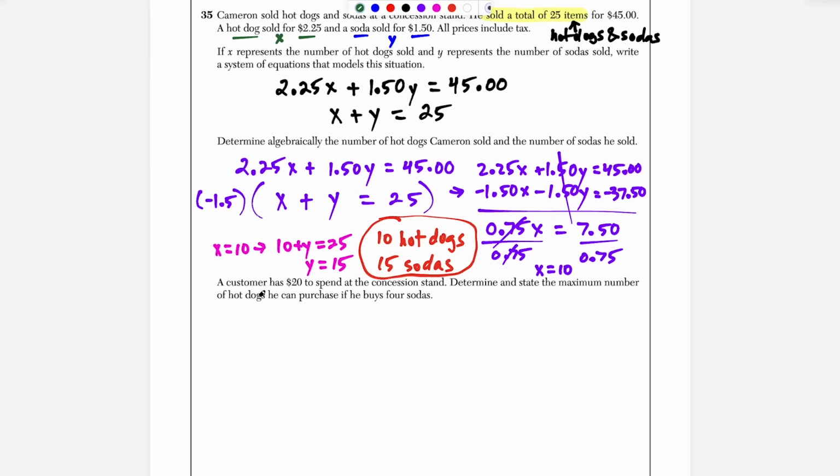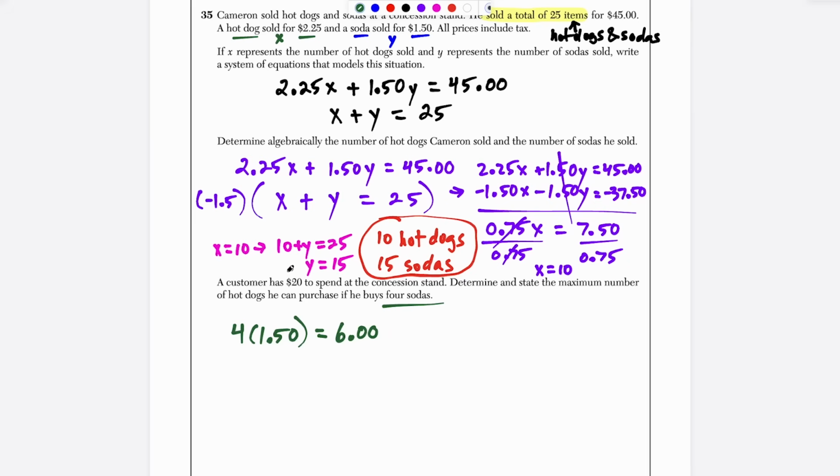And now for the last part, we have a customer who has $20 to spend at the concession stand. Determine and state the maximum number of hot dogs he can purchase if he buys 4 sodas. Well, the sodas cost $1.50 each. So first, we could do 4 times 1.50. And if we multiply this out, we get $6 here. I'll just write this without the units. We'll just say the maximum amount at the end. So $6 is going to be spent on sodas.